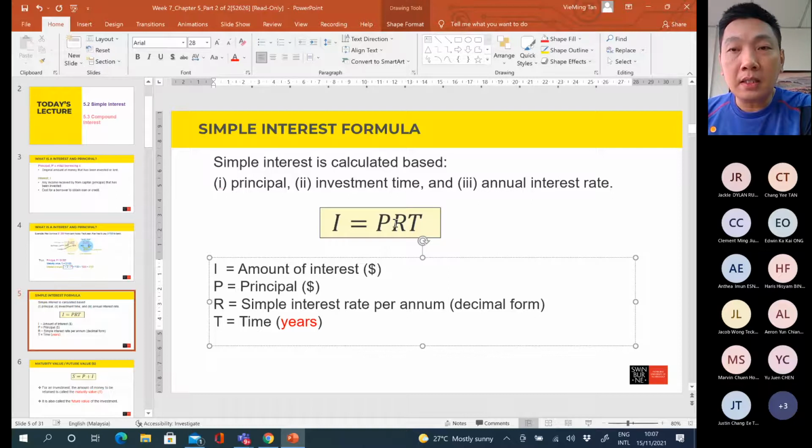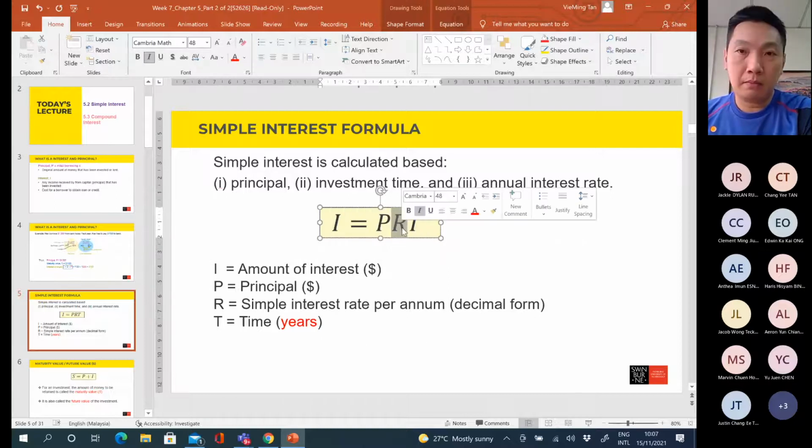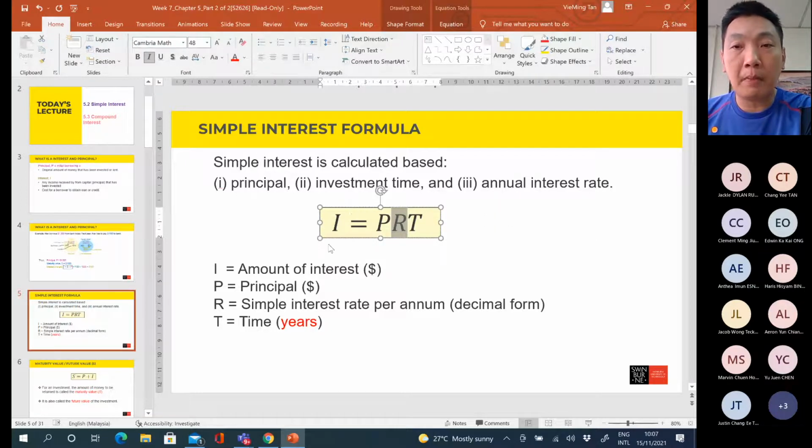The second factor is the interest rate offered by the bank. The higher the interest rate, the more interest has to be paid by the borrower in future. We use R, capital R or small letter r, to represent interest rate. This interest rate is actually given as a percentage, but when you do the calculation, you need to change the percentage to a decimal number.